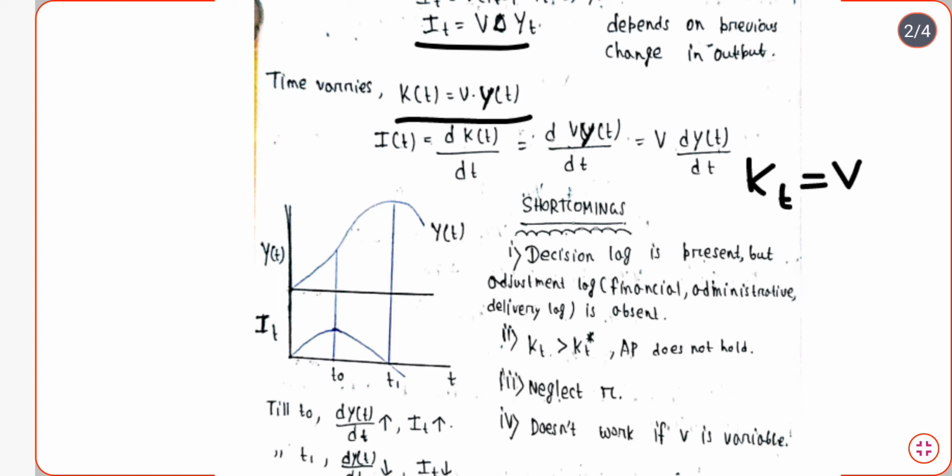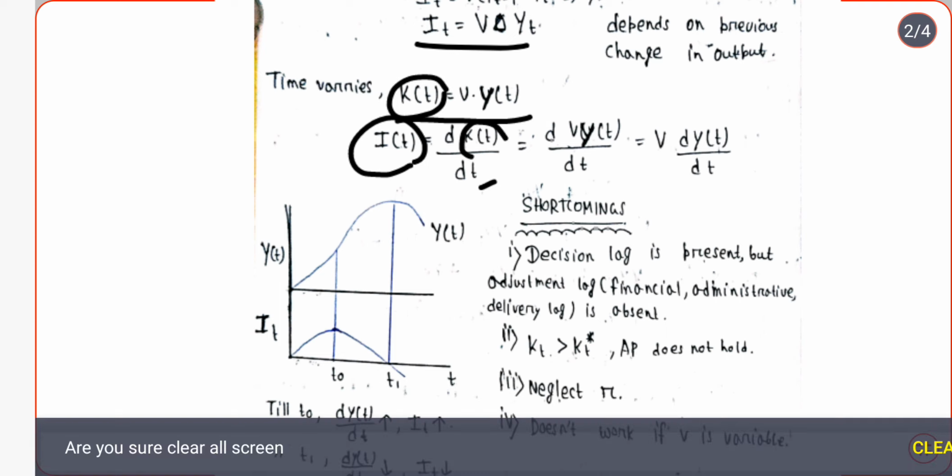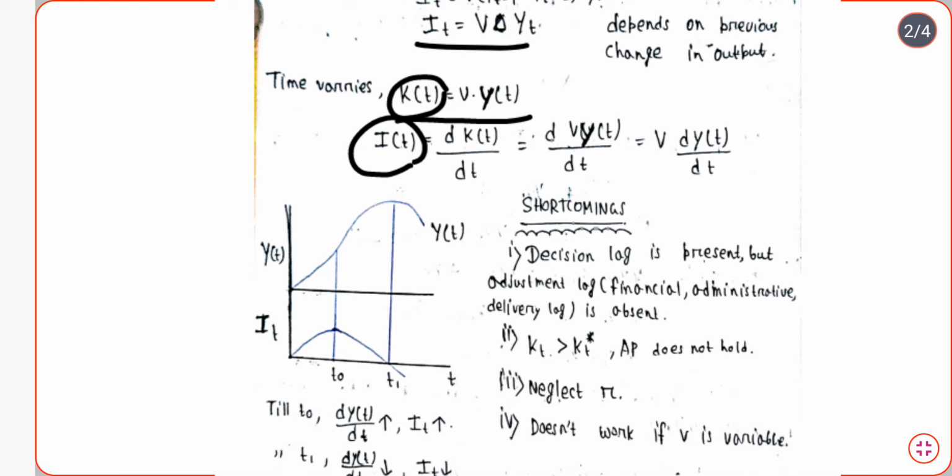So t is denoting the time period here. So it is equal to it, that is the investment, that will be obtained if we take the derivative of this kt with respect to time. So we have taken the derivative of kt with respect to t, that is time. Similarly, kt is nothing but v into yt, so we have put the value of v into yt in place of kt, and v is a constant, so it will come out of the derivative, and dyt by dt will remain in the derivative portion.